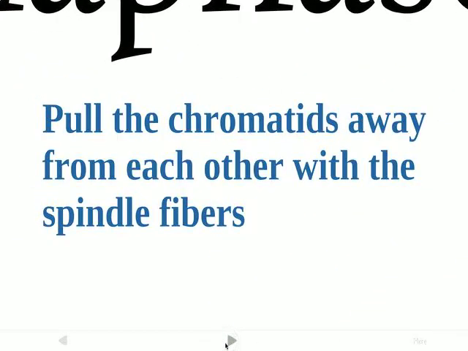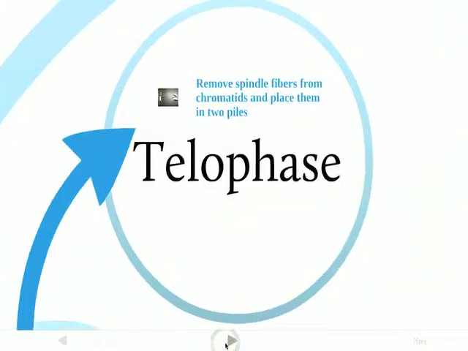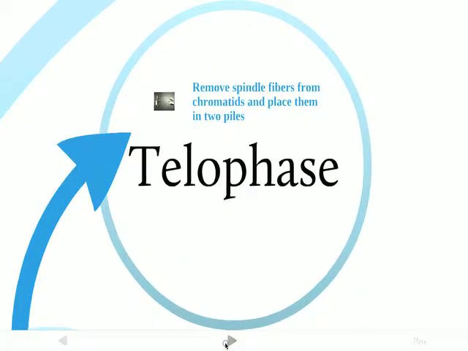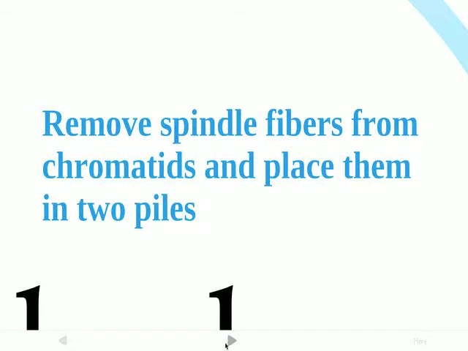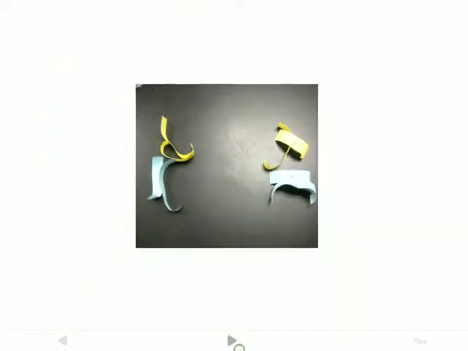And then we completed anaphase by pulling the chromatids away from each other so that they ended up on opposite sides of the cell. And then we moved into telophase, and in telophase we remove the spindle fibers and we leave the chromosomes in 2 piles. And the cell hasn't completely divided yet, so we still have some cytoplasm that's connected there, but we're going to start to have a nuclear envelope form around the chromosomes.